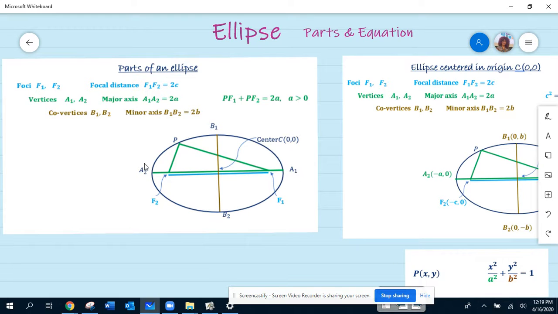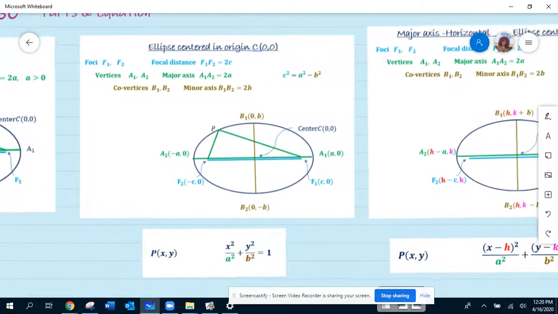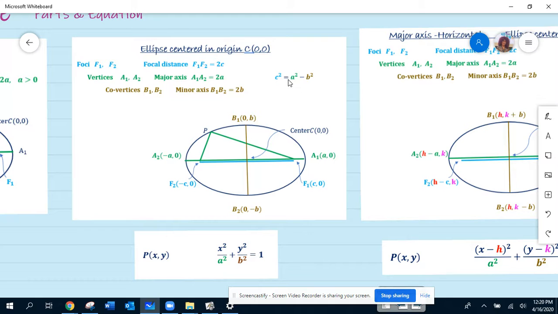The endpoints A1 and A2 are called vertices of the ellipse. And the minor axis, the vertical line B1 and B2, are called also co-vertices of the ellipse. These numbers A, B, C are very important and we will emphasize the relationship. So C squared equals A squared minus B squared, and this will be very helpful to find the focal distance where the A and B are given.